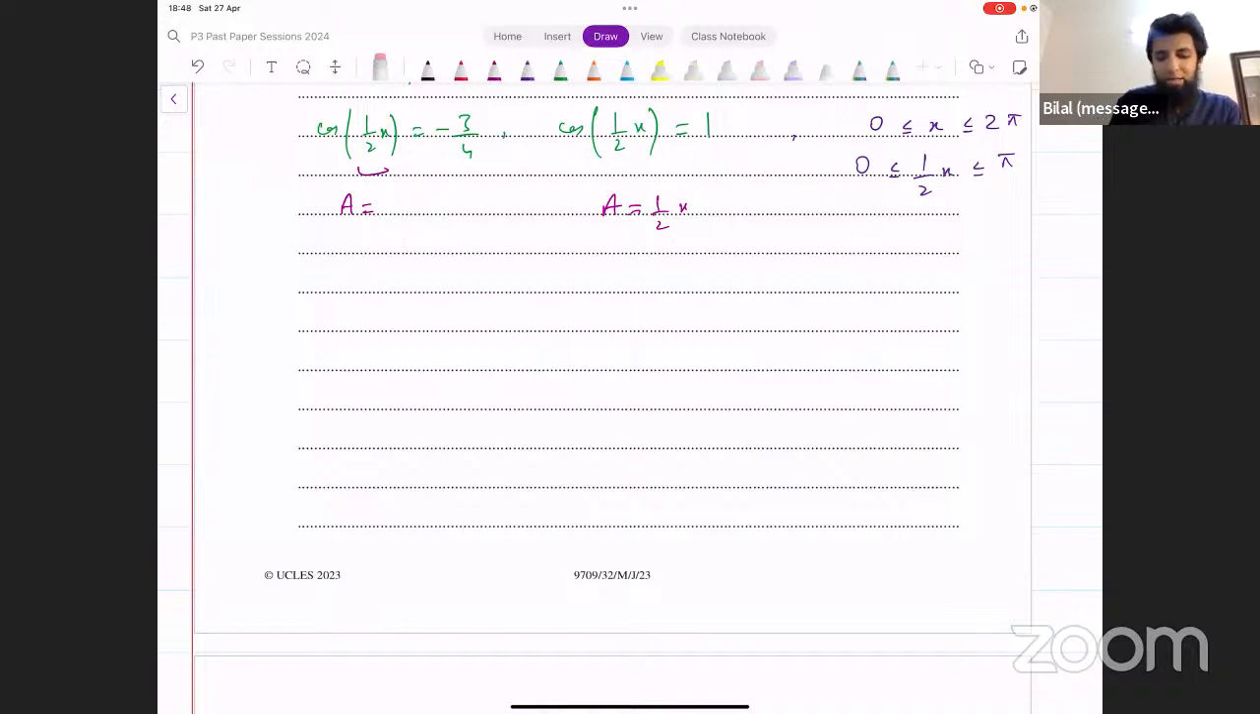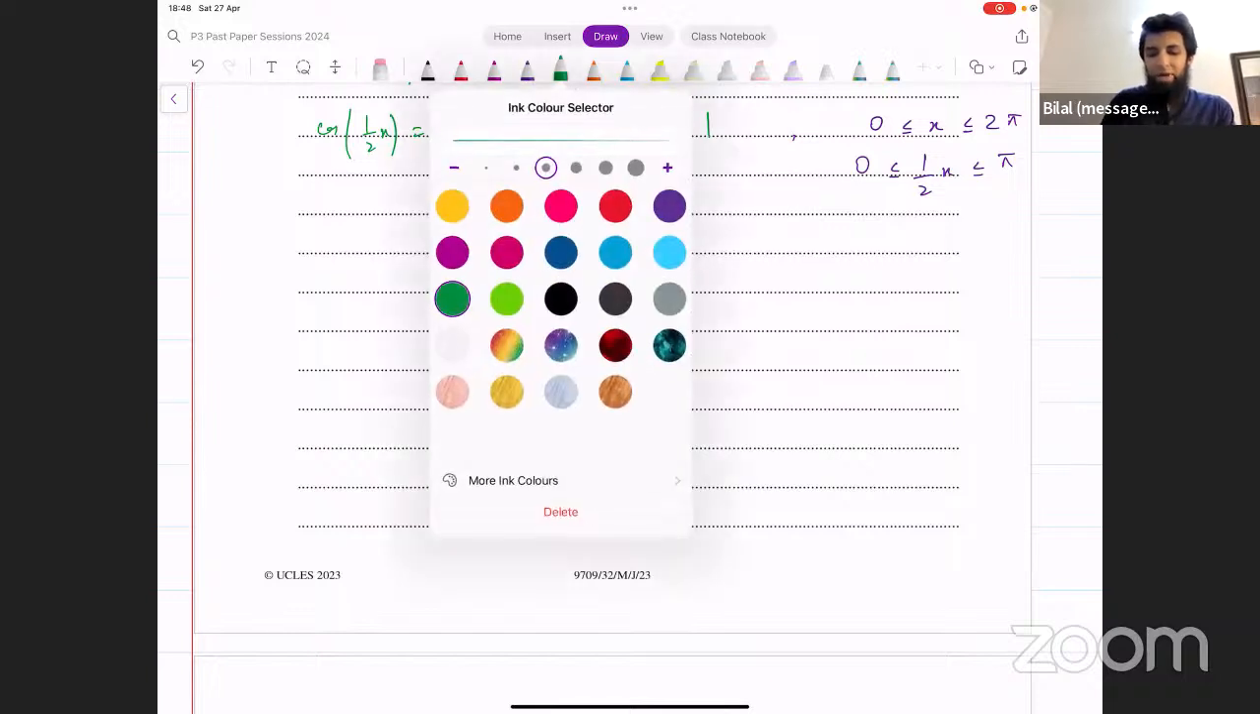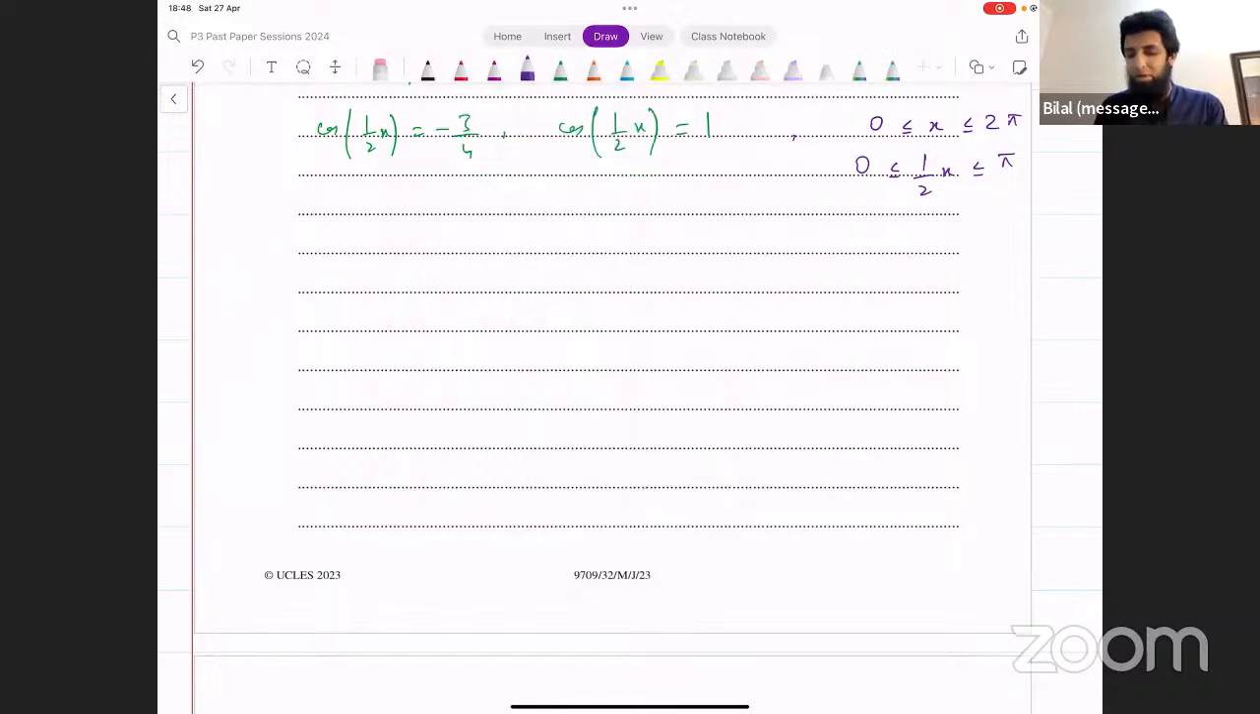Or you can do it directly. It works both ways. It's your choice, however you want to do it. But what happens is when you adjust the interval, it becomes half x between 0 and pi. All right. And now let's find the basic angle from the first thing and the basic angle from the second thing.